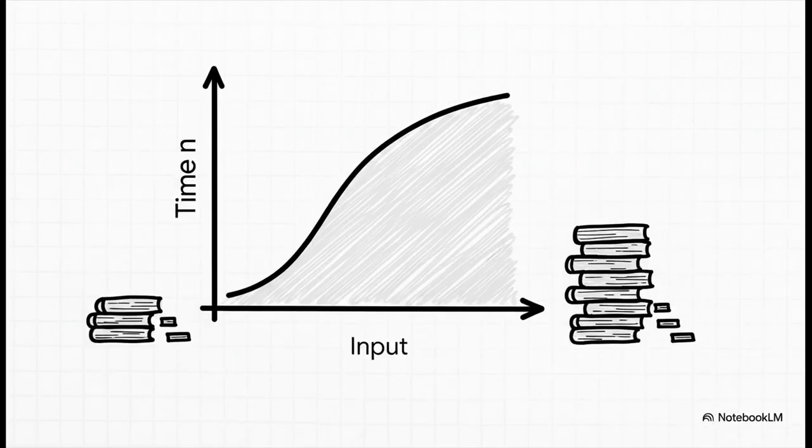Now we're getting to something really powerful. Rung 3 is O of log n, or logarithmic time. This is a massive leap in efficiency.